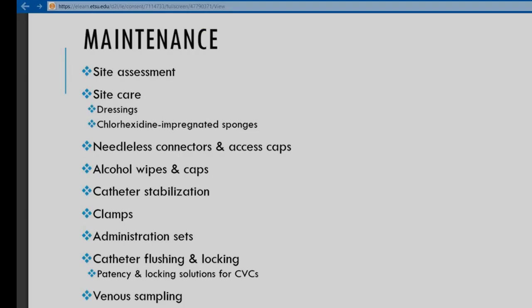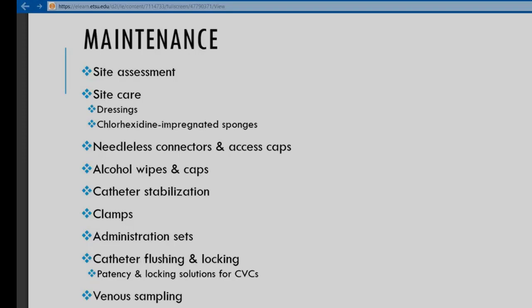So with site maintenance, of course, we talked a little bit about with peripheral lines, we always want to make sure and look at site assessment, site care, which involves the dressings and chlorhexidine sponges, needleless connectors and access caps, of course, alcohol wipes, stabilizing the catheter. There are different apparatus that we can use for that. Clamps, which is what you can actually clamp the catheter off with when it's not being used, administration sets, and then flushing and locking the catheter, because when a central venous line is used, there's infusion going through it, so that helps to keep it from clotting off.